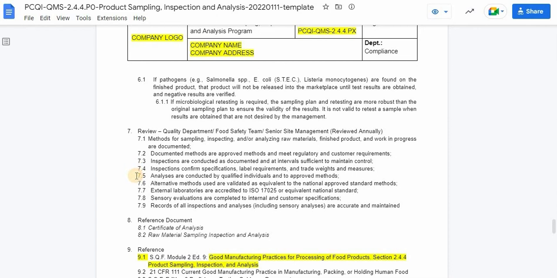Analyses are conducted by qualified individuals and to approved methods. Alternative methods used are validated as equivalent to the national approved standard methods. External laboratories are accredited to ISO 17025 or equivalent national standard. Sensory evaluations are completed to internal and customer specifications. And records of all inspections and analysis are accurate and maintained.